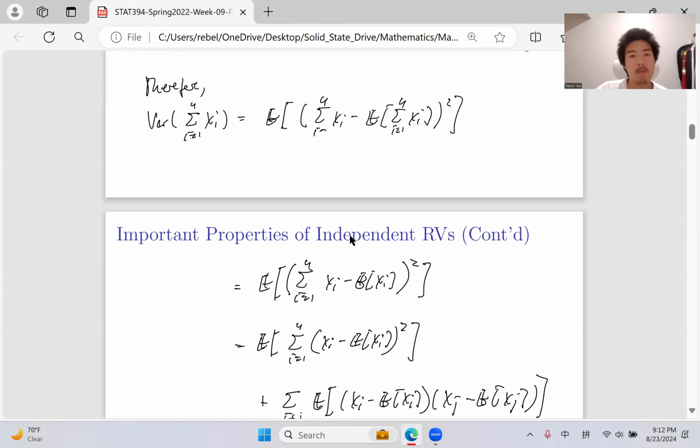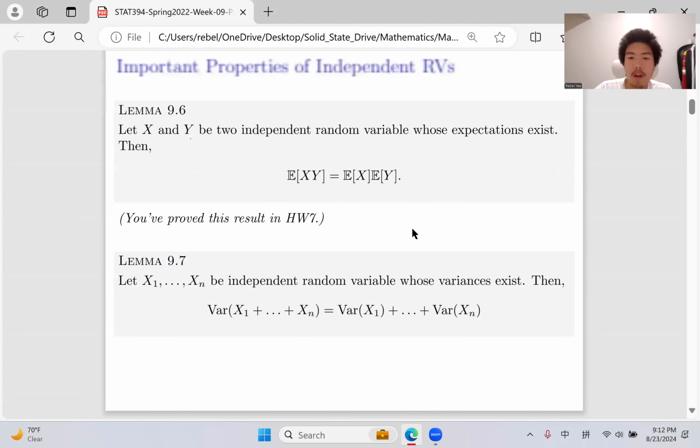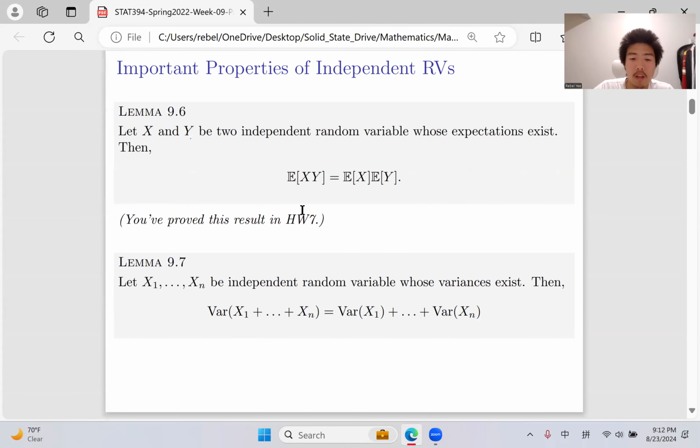So let's sum up what we found just now. What we found before is that no matter whether they are independent or not, the expectation of the sum is the sum of the expectations. And for variance, it is slightly different.